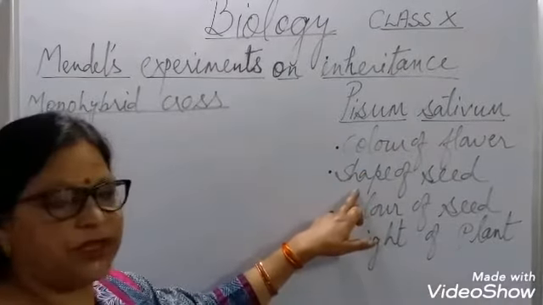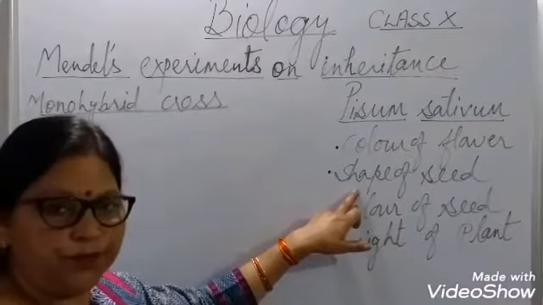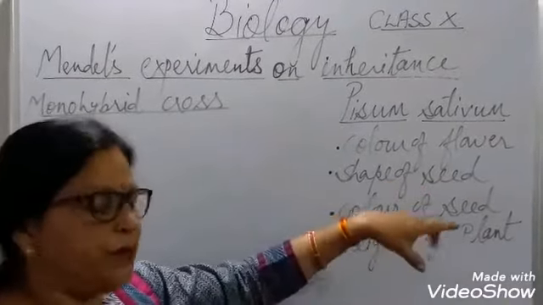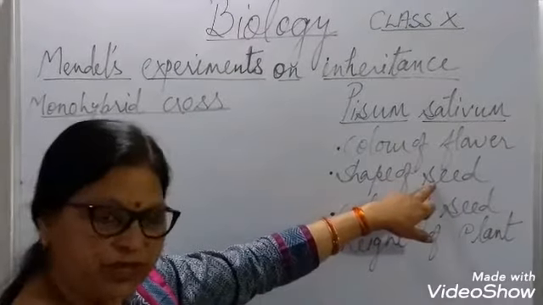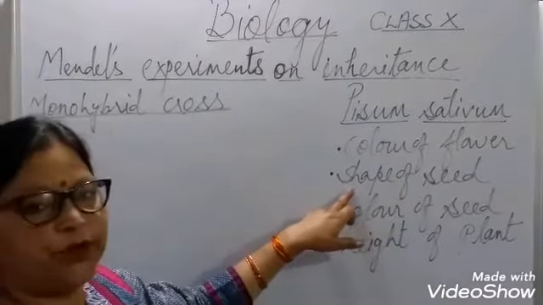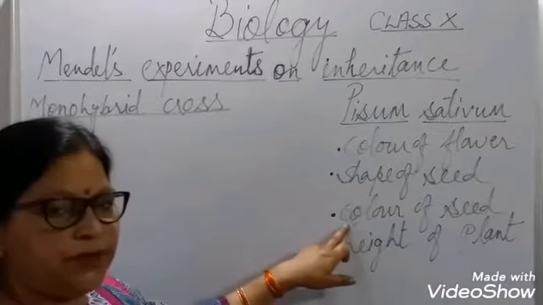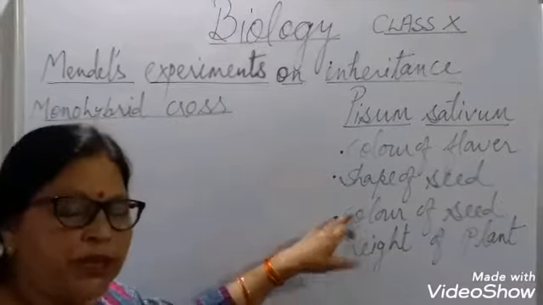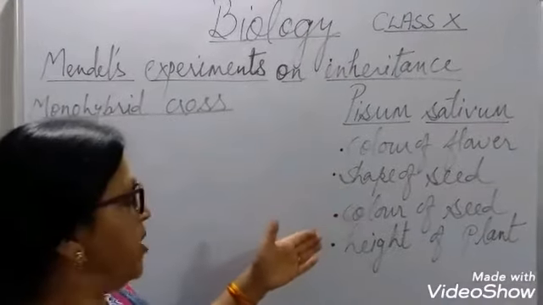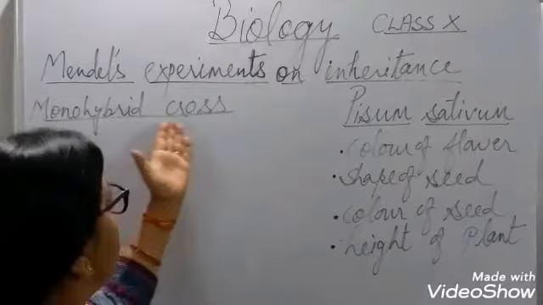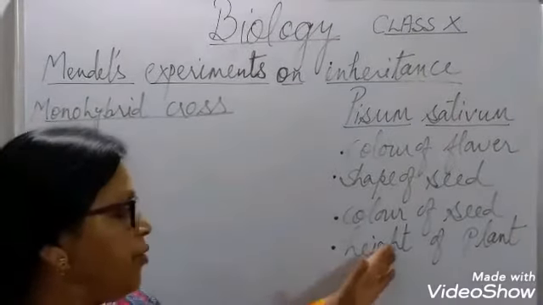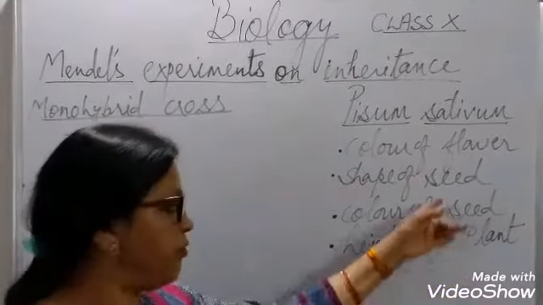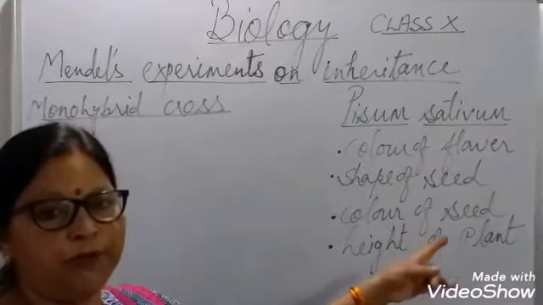Same way, shape of the seed was round or wrinkled. So wrinkled and round are 2 alternative forms, that means traits of same character, shape of the seed. Color of the seed, green or yellow. Yellow was dominant. Now dominant and recessive also I will be explaining you with the help of Monohybrid Cross. Height of a plant, tall or short, 2 alternative forms, that means traits of same character, height of plant.